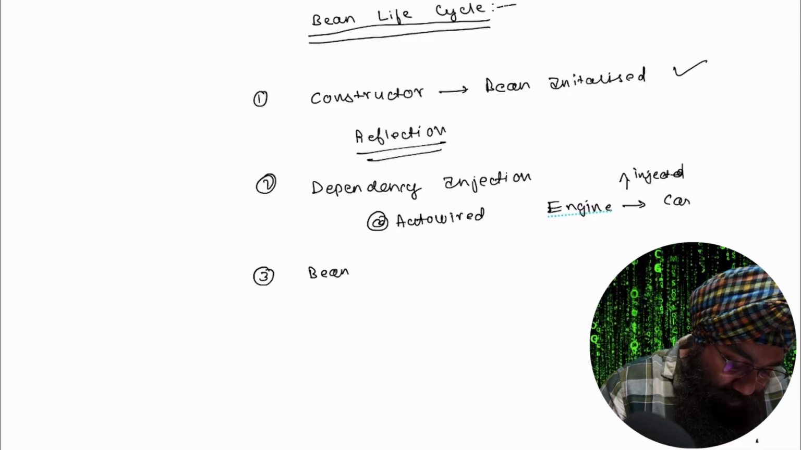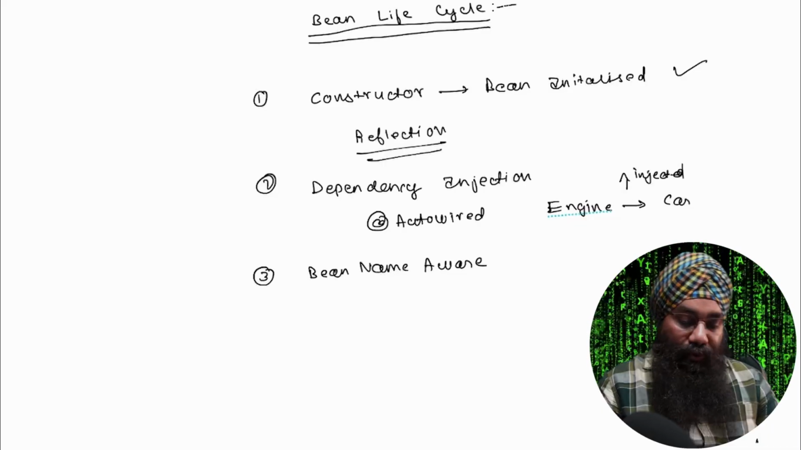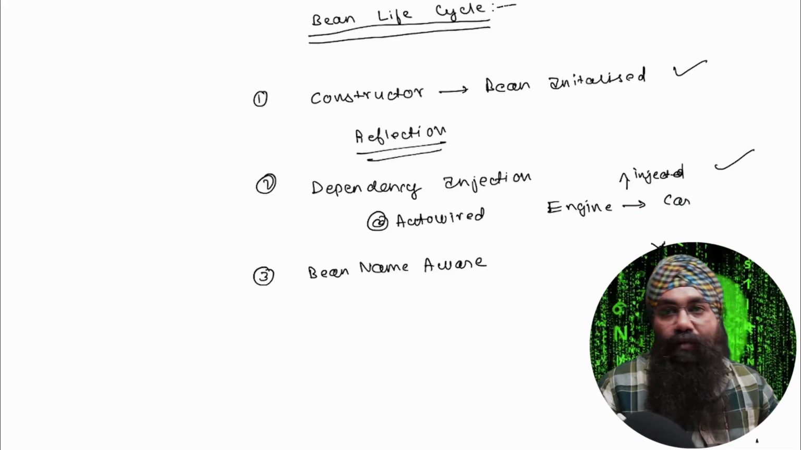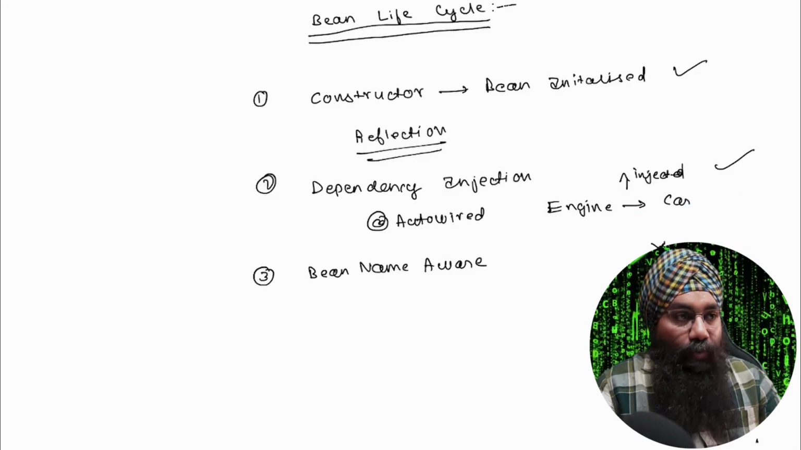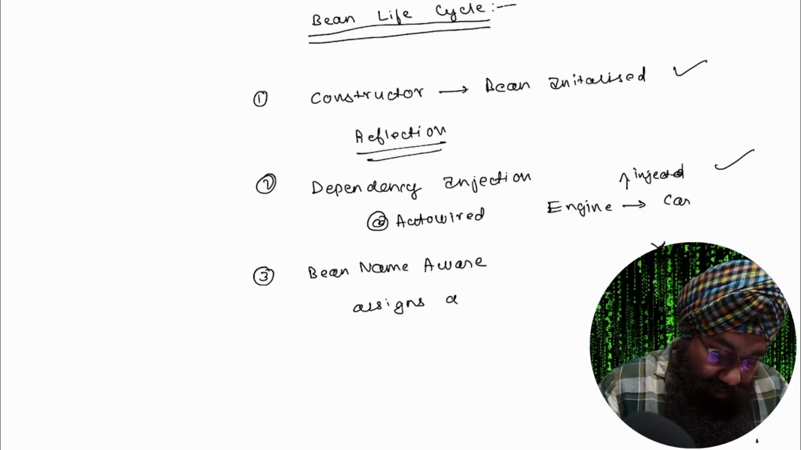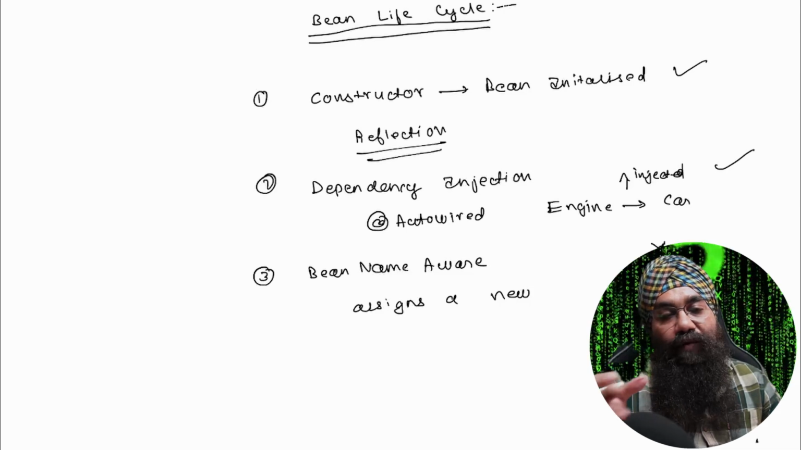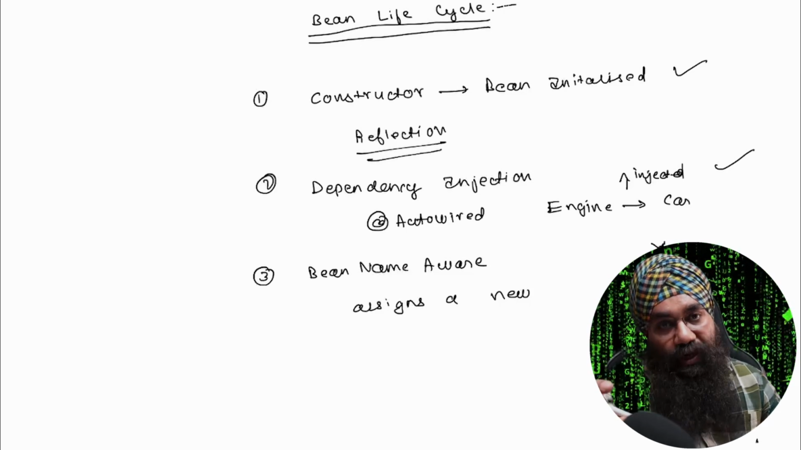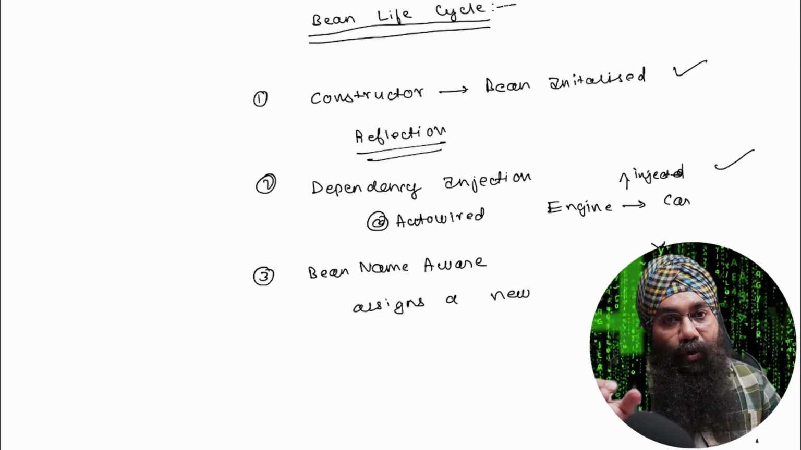Third is BeanNameAware. The above two were mandatory, this one is an optional step. So the bean is assigned a name. If you have defined a name, it will pick that name. Otherwise it will create a name by itself and assign it to that bean. This is an optional step.